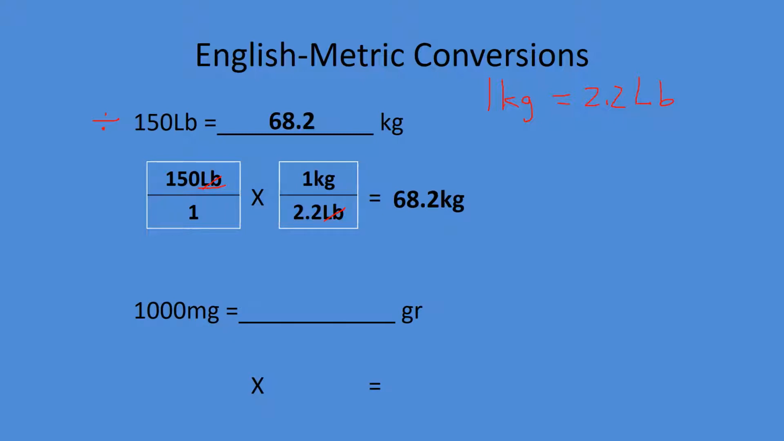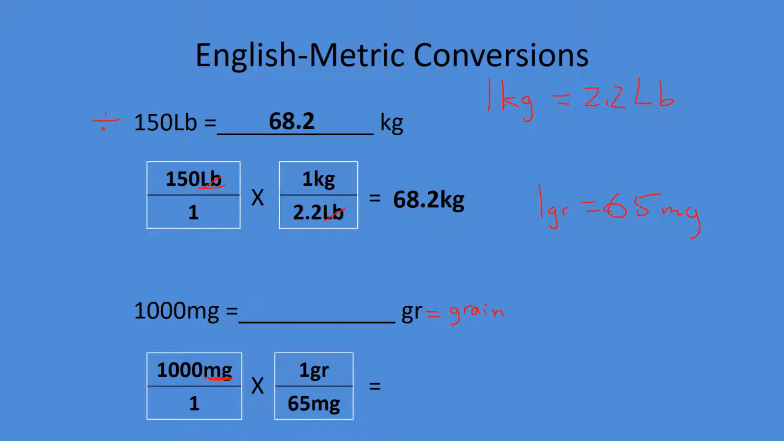Milligrams to grain. So remember, this equals grain, not gram. So our factor is 1 grain is 65 milligrams. So we'll set up the problem. 1,000 milligrams over 1. And we want milligrams to be our units at the bottom. So we'll have 1 grain over 65. The units cancel out. And for this one, we divide. 1,000 divided by 65 will give you 15.4 grains.